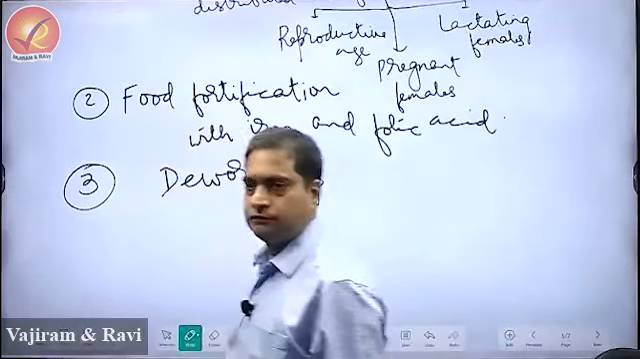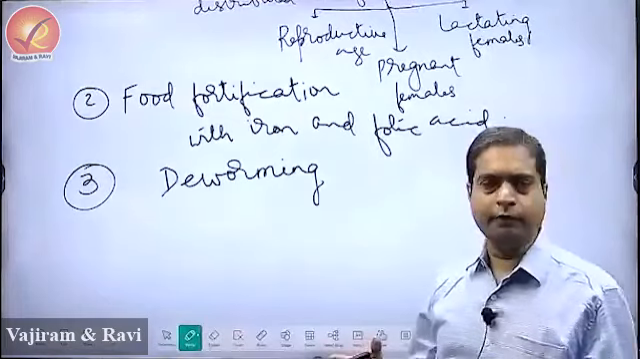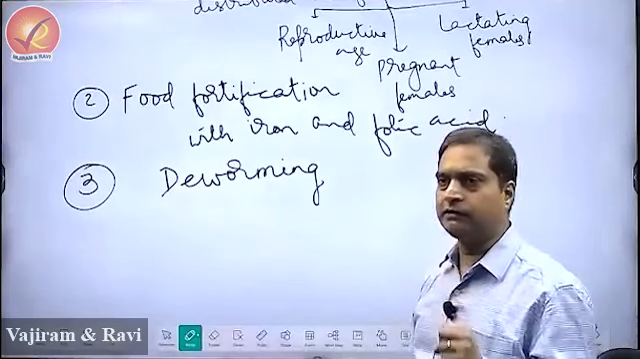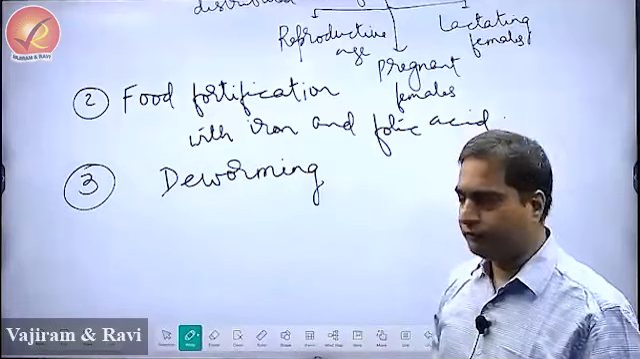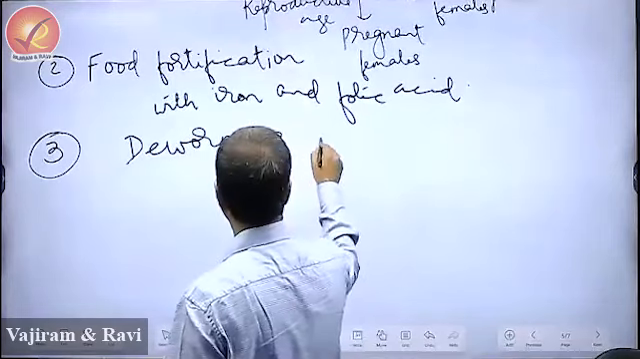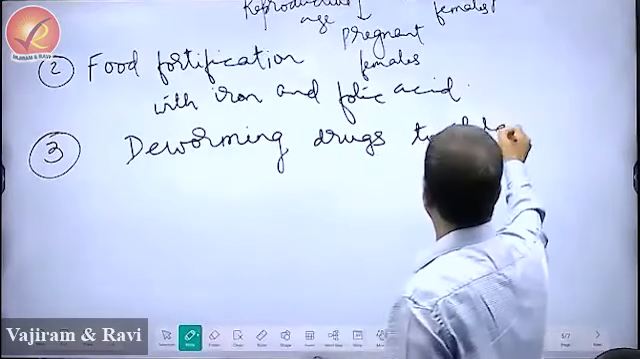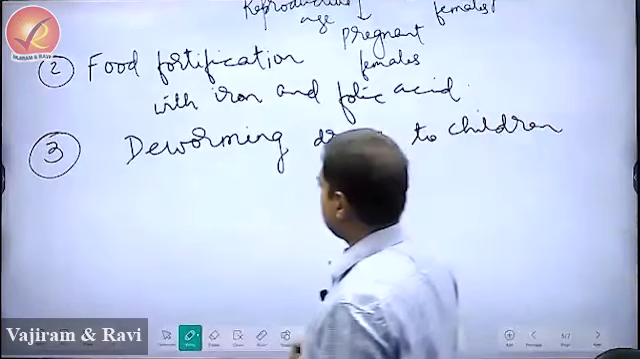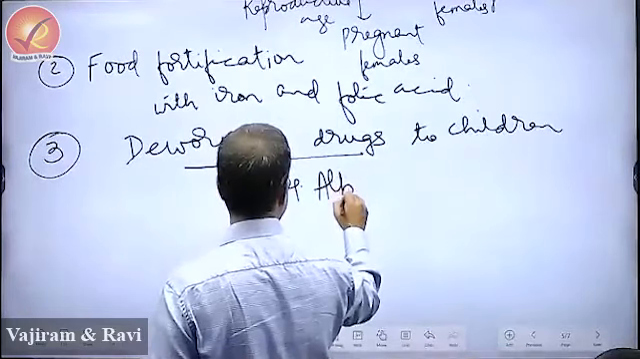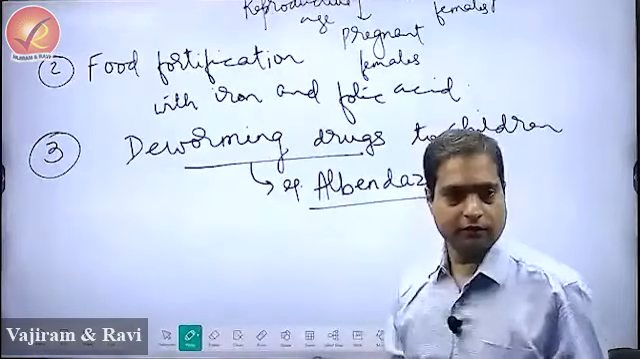Deworming. Now deworming means children may or may not be infested with parasites. So parasites in their intestine can suck the blood continuously. So what we can go for is to give them deworming drugs to children. The most common example all of you should know is albendazole, a deworming drug.